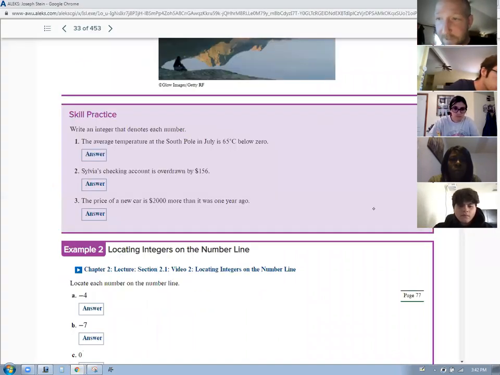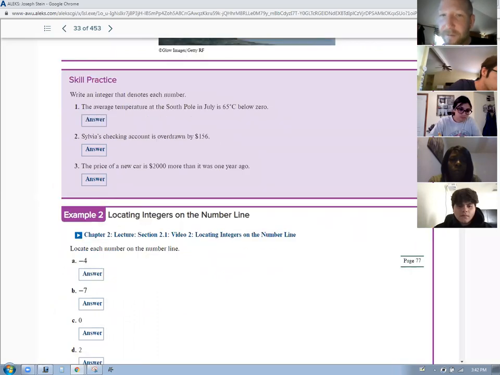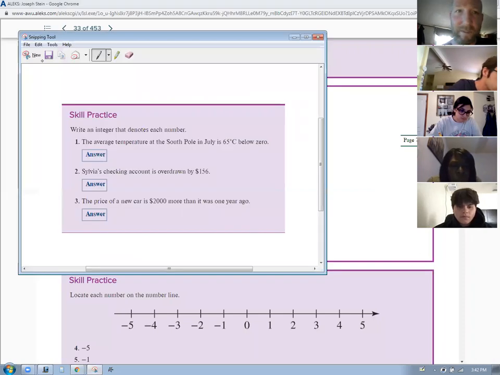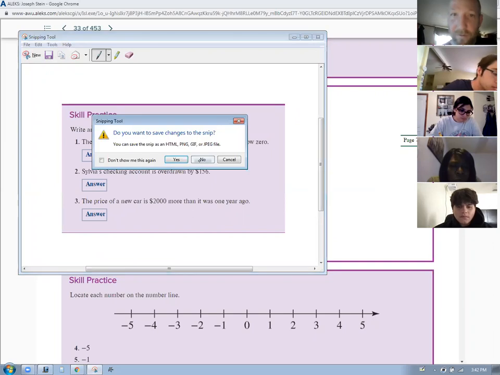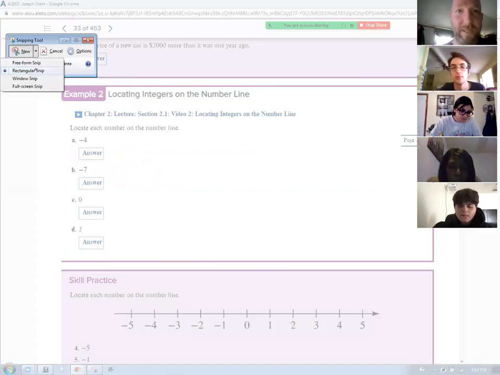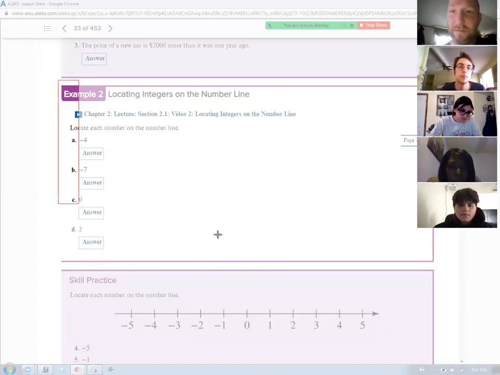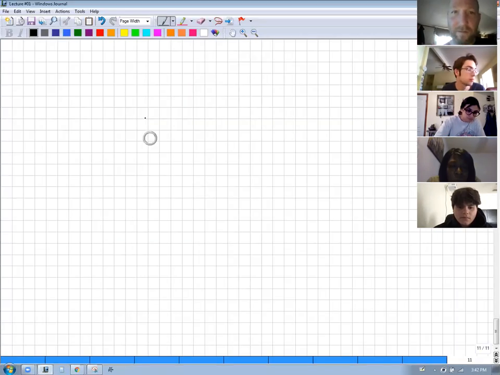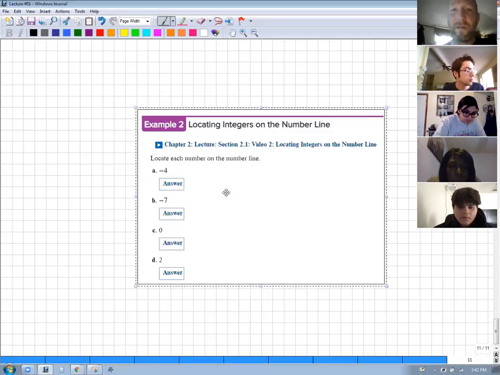Okay. Let's see. Snipping tool. No. Snipping tool. I wish they'd let us download the book as a PDF. It'd make things a lot smoother. There we go.